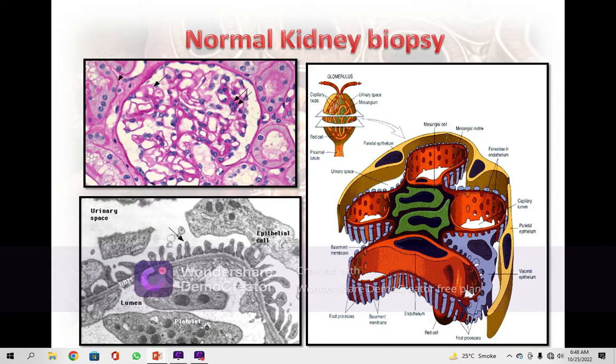This is the normal kidney biopsy which is shown here. See this, on this sample, this sample, this sample. All the glomeruli, in the high magnifying field. More than this is the electron micrograph.